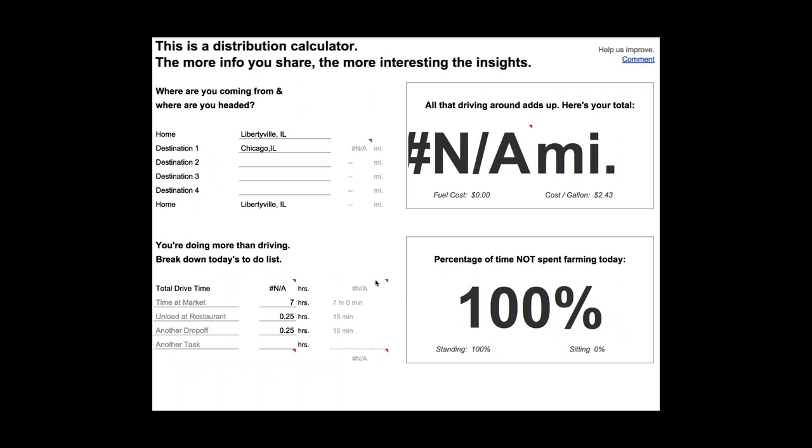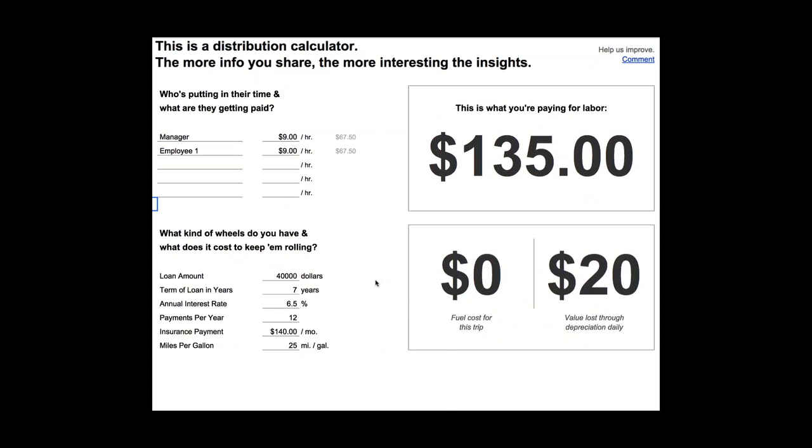This is another tool that Todd has built. This is a distribution calculator. This tool allows you to plug in your location, and then if you were going to do a bunch of deliveries, say into Chicago, as the example is here, you could put in all the different locations. It'll come up with the total miles. You put in the drive time and the amount of time that it takes you to unload at each location. Put in what kind of vehicle you have and who's driving and what their pay rate is.